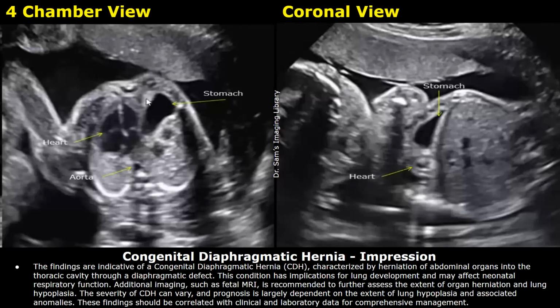This is the impression. The findings are indicative of a congenital diaphragmatic hernia characterized by herniation of abdominal organs into the thoracic cavity through a diaphragmatic defect. This condition has implications for lung development and may affect neonatal respiratory function. Additional imaging such as fetal MRI is recommended to further assess the extent of organ herniation and lung hypoplasia.